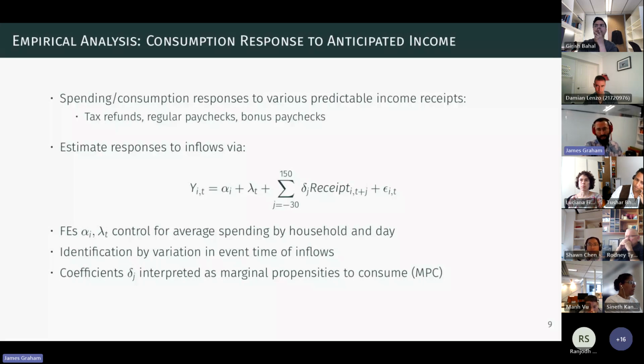And then the term in the summation is going to be regressing your spending outcome today on receipts that are expected in the future, receipts that you're receiving today, and receipts that you've already received some day in the past. And these coefficients are going to trace out the marginal propensities to consume over time, and then we just cumulatively sum them to get the cumulative marginal propensity to consume. And that's what I'm going to be showing you in a second. Oh yes, question.